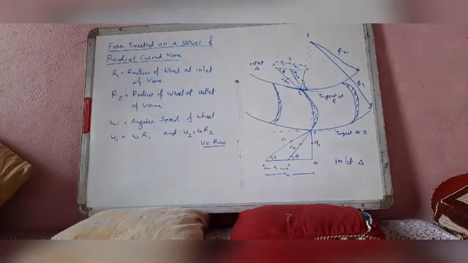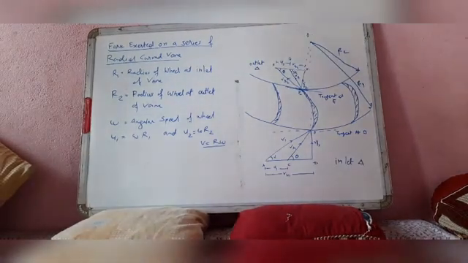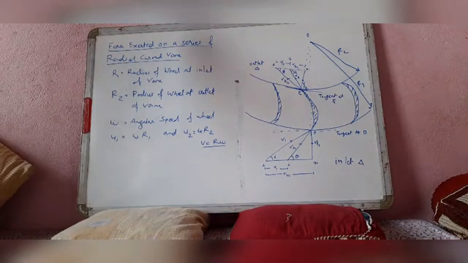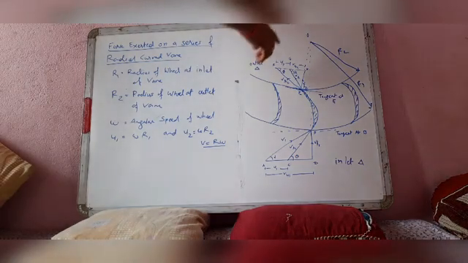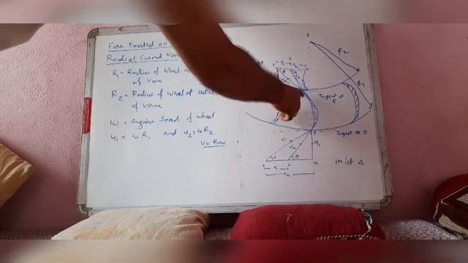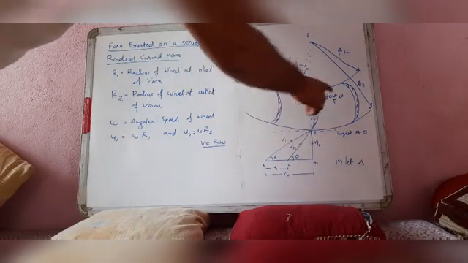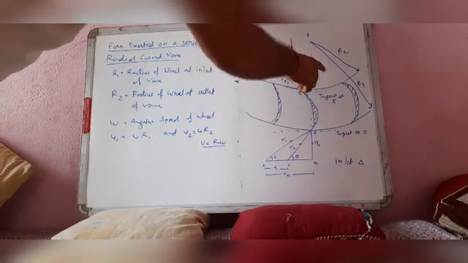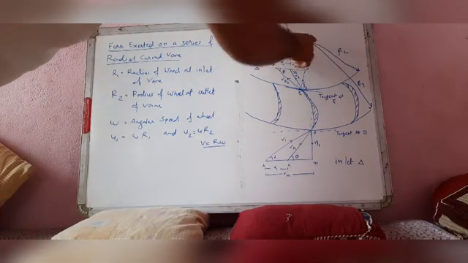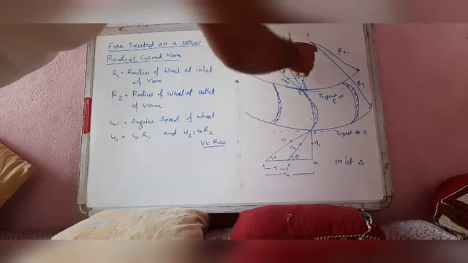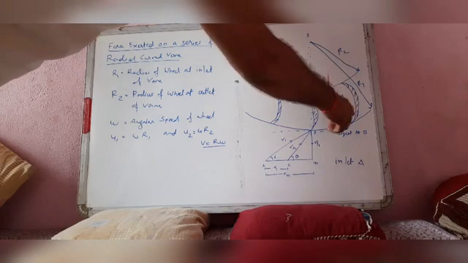We will discuss the force exerted on a series of radial curved vanes. Here we have to see this figure. This is the inlet triangle, this is the curved vane, this is next, this is previous. A series of curved vanes are there. The radius of the inner, that is the outlet triangle, is R2 and the inlet triangle is R1.